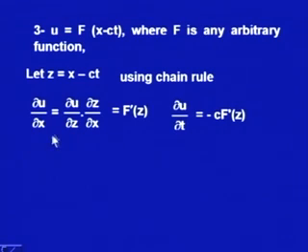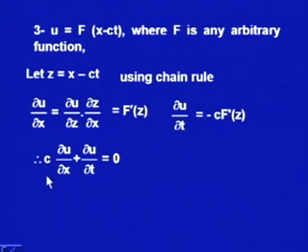Now what we are getting is del u over del x is f dash z, and del u over del t is minus c times f dash z. That is, if I take c times f dash z, that is the same as minus del u over del t. So this equation is satisfied. What I was requiring is that f is continuous and differentiable with respect to both variables. So this is also a solution.